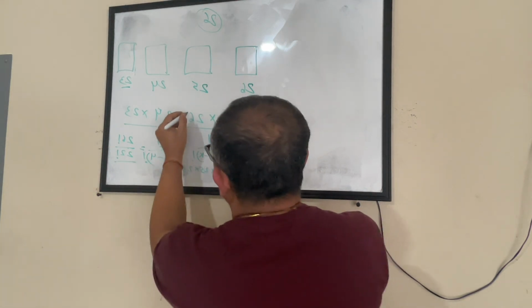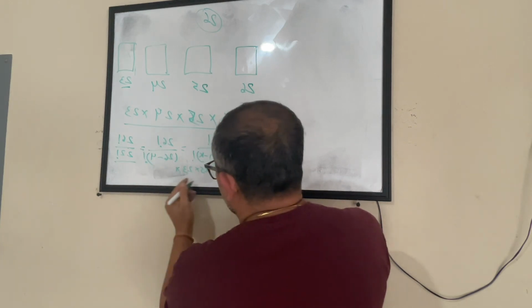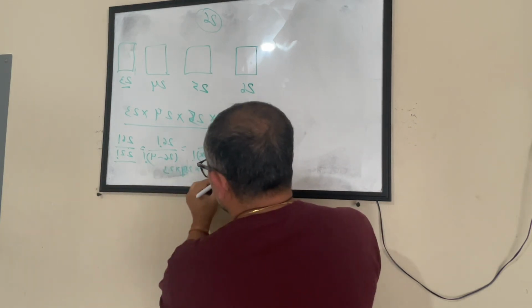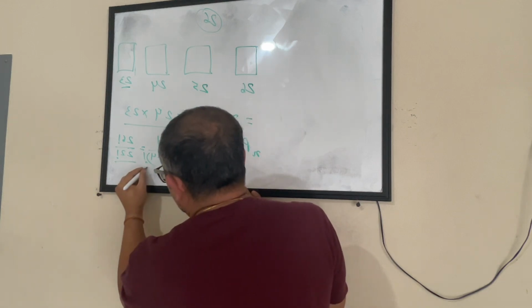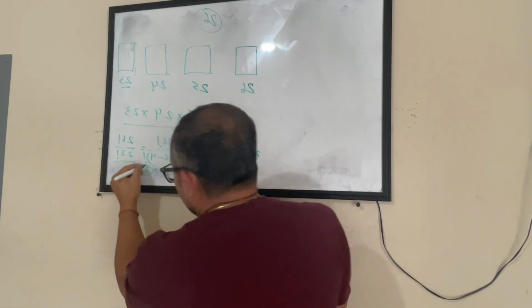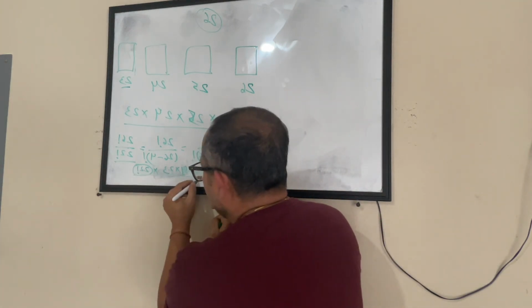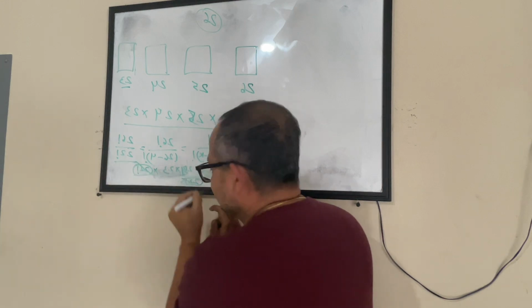26, 25, 24, 23 multiplied by factorial 22. I just split that into 2 parts and then divide by factorial 22. So I can do tic-tac-toe with these two.